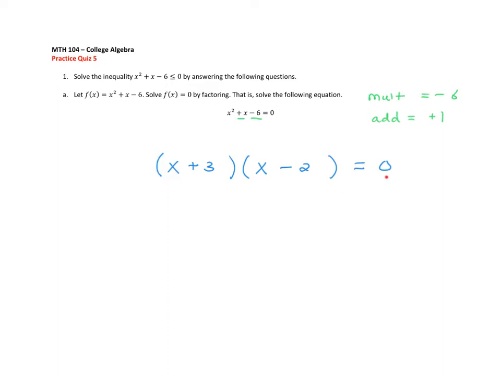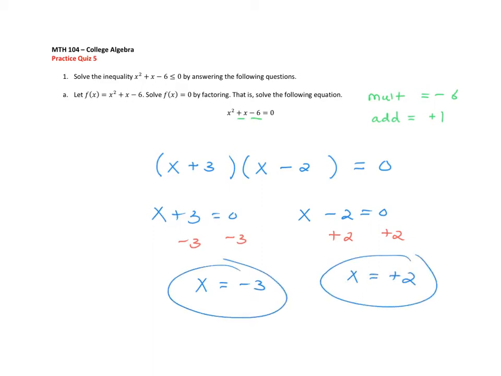To figure out where it's actually equal to 0, we'll take each linear piece individually and set it equal to 0. So that is, where is x plus 3 equal to 0? And where is x minus 2 equal to 0? Fairly simple linear equations. I'll subtract 3 from the one on the left. I will add 2 to the one on the right. And here we have two solutions to our equation. x is equal to negative 3, as well as x is equal to positive 2. So that's where the inequality is equal to 0. I want to know where it is also less than 0.